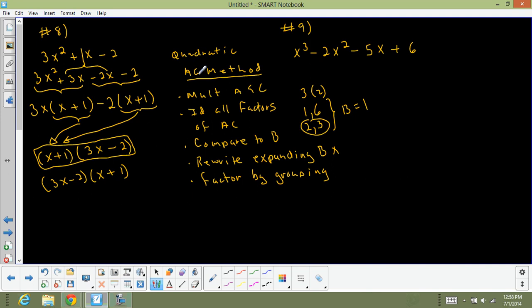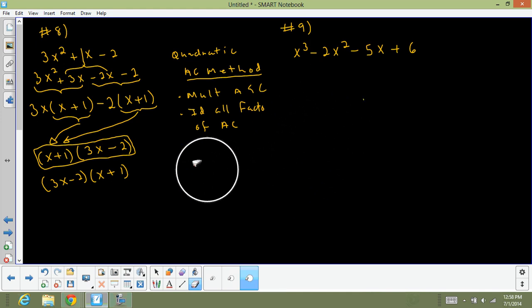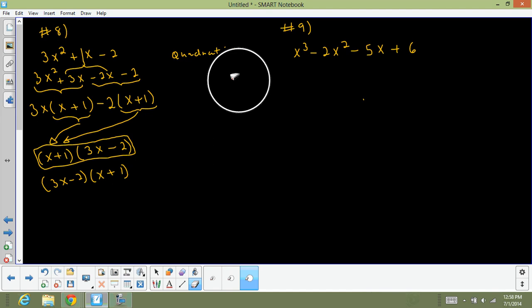The steps again to that AC method: multiply A and C, identify all factors of that AC product, compare those factors to the B value, rewrite the expression expanding the B value, utilizing the selected factors. And then finally, factor by grouping. All right, so that's the AC method. Now, we also want to take a look, and we've had a few questions about number 9.